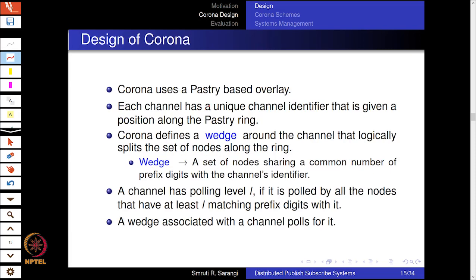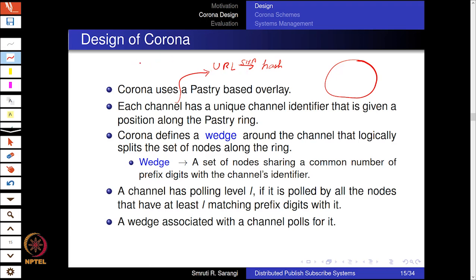Corona uses a Pastry based overlay. So recall that in Pastry, what we were doing is that we had created a large circular space and we represented numbers in a given base. So the first thing that we actually did, consider a channel. Let's say a channel is uniquely identified by its URL. From the URL, using the SHA algorithm, we hashed it. We produced a hash value. The hash value was not exactly represented in binary, but it was represented in base b.